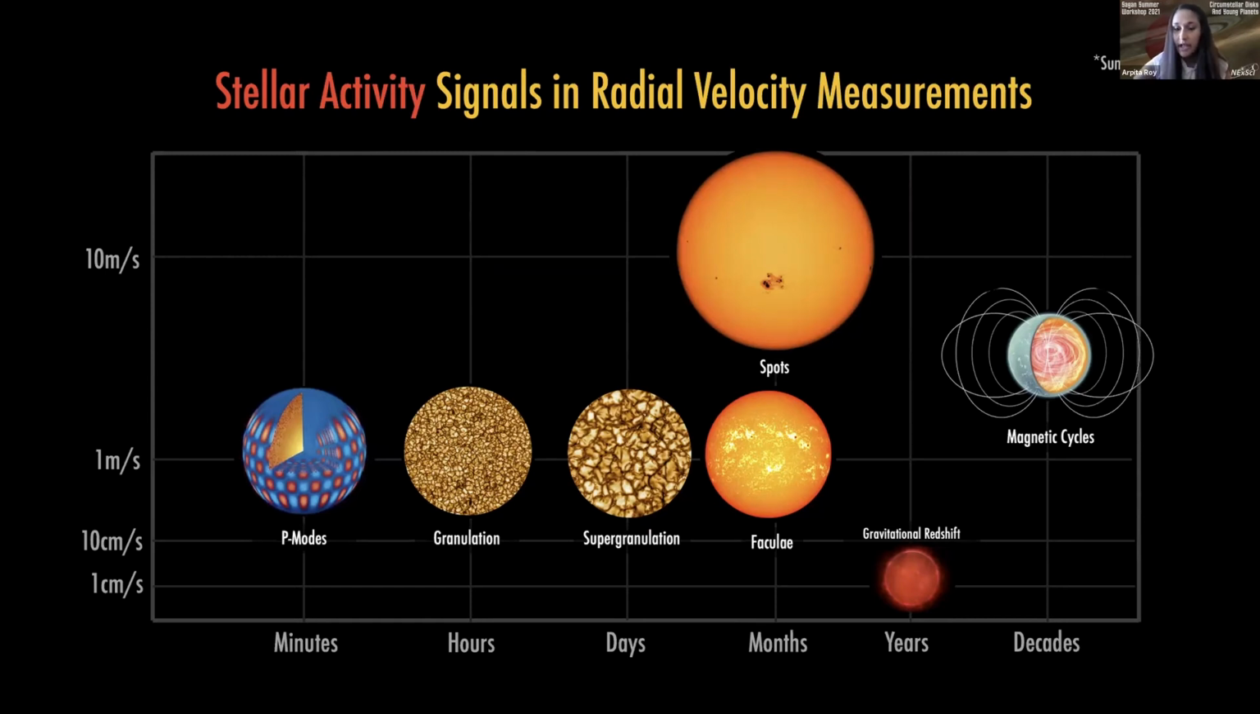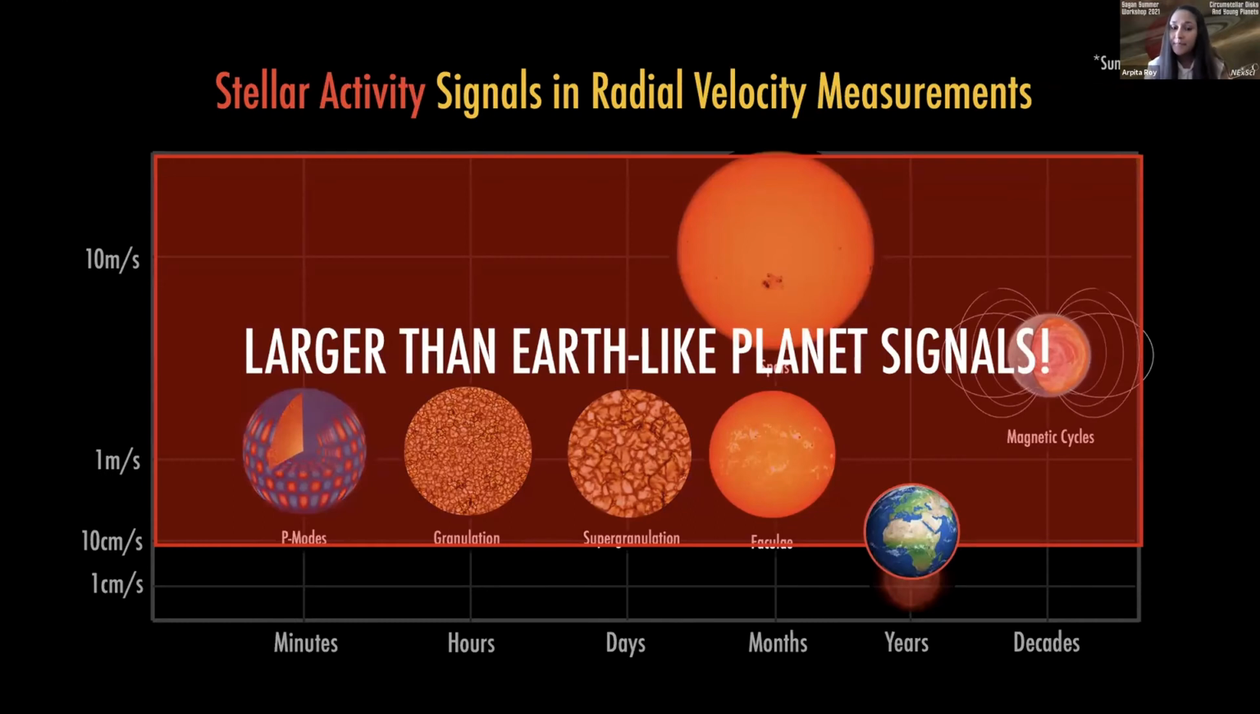gravitational redshift. And so if I put Earth on this map, you'll see that most of these stellar activity signals are larger than the signal you would get from a terrestrial planet that's kind of in the habitable zone. And so if you want to find those Earth-like planets in your data, you have to contend with all of these other signals. And ideally, you want to remove them so that you can believe the planet that is left in the data. You'll notice that these phenomena occur on different time scales.